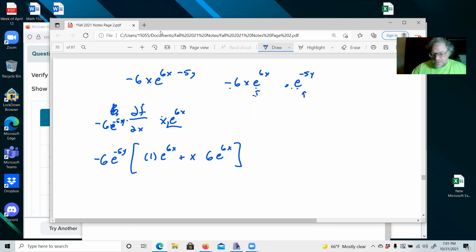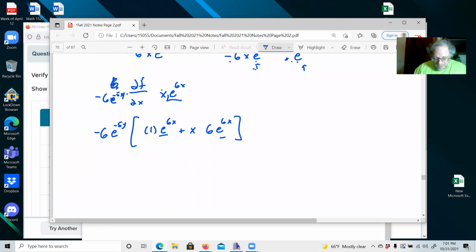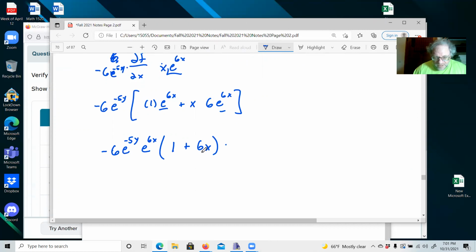Okay, so if I put this back in, we have an e to the 6x in both cases, so we could factor that out. So we have negative 6e to the negative 5y, e to the 6x, and then what do we have left? We have a 1 plus 6x. So we could say this is negative 6e to the 6x minus 5y, times 1 plus 6x. Right, that would be my derivative with respect to x.